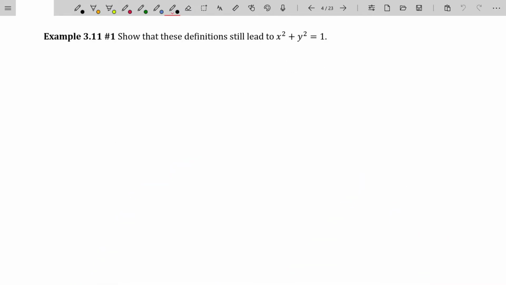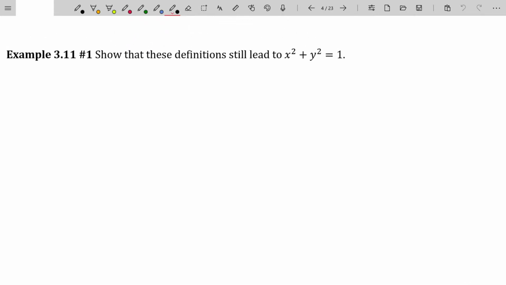And that will be our last example for this video. And then this will lead into our next video, which will be a conversation about hyperbolic functions. So show that these new definitions still lead to x squared plus y squared is equal to 1.